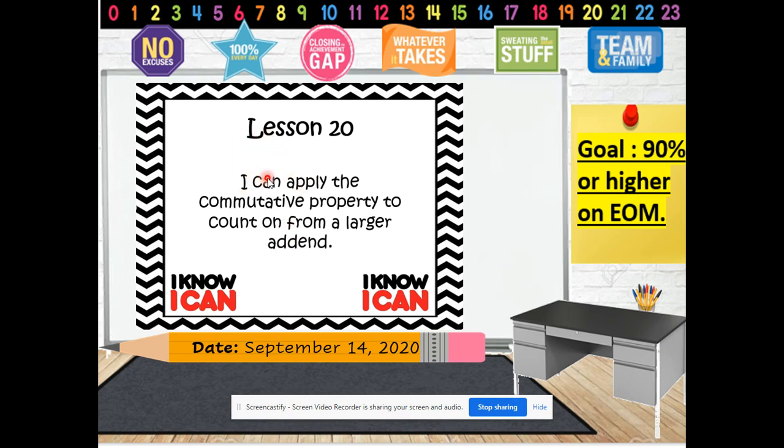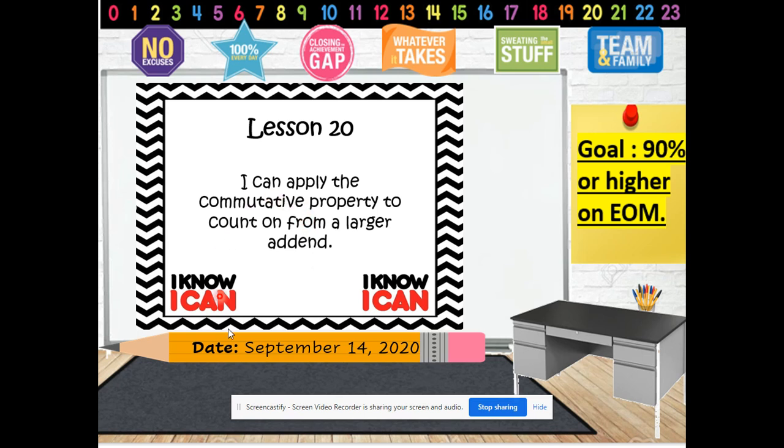All we're going to do today is apply the commutative property, which is when we flip the equations, like when we already have parts 2 plus 3 equals 5, and then we flip it and use 3 plus 2 equals 5. That's using the commutative property. And we're going to use that to count on from a larger addend. Addend is another word for part. So if we have the parts 2 and 3, our larger addend would be 3 because it's bigger. So we would start from 3 plus 2 equals 5.